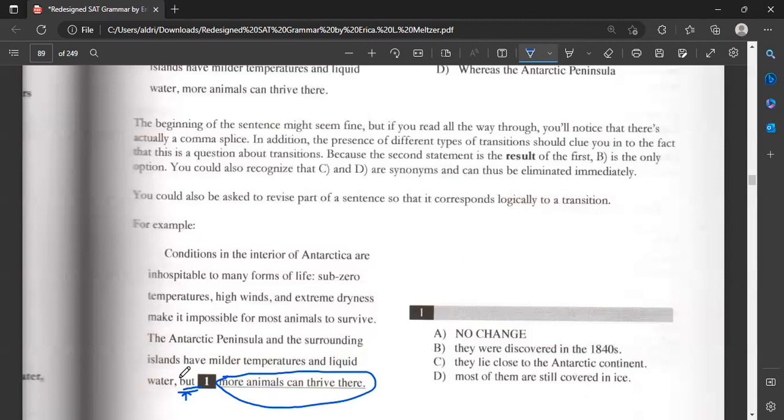So do you guys agree that because of the word but, if you look closely, let me try to erase this. If you look closely, the word but hasn't been underlined, so it's not affecting anything. This thing isn't changing. So because of the word but, what's coming after should be a contradiction. Do you guys agree? Yeah. Okay, so now having that in mind, the Antarctic Peninsula and the surrounding islands have milder temperatures and liquid water. But, and then what comes should be a contradiction. Having me ask the question that way, I want you guys to look at the answers again and tell me what you think the answer is.